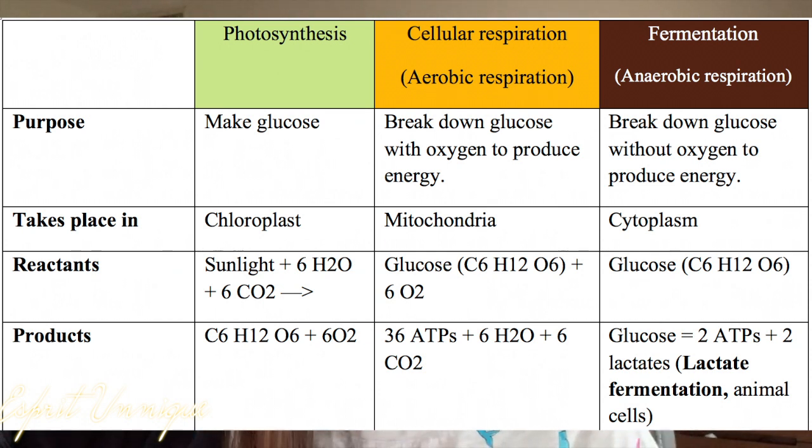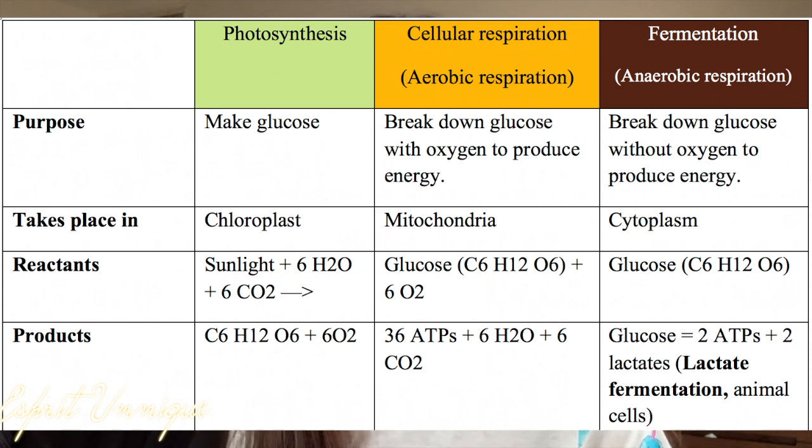For cellular respiration, its purpose is to break down glucose with oxygen to produce energy. It takes place in the mitochondria, and the reactants are glucose plus 6 oxygen. And the products are 36 ATPs plus 6 water plus 6 carbon dioxide.